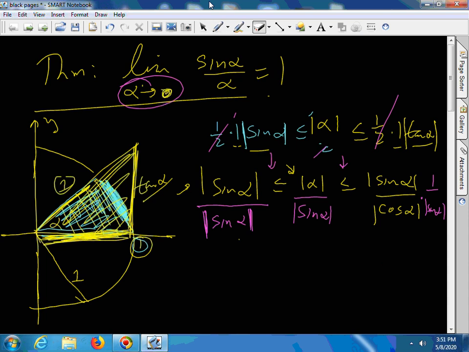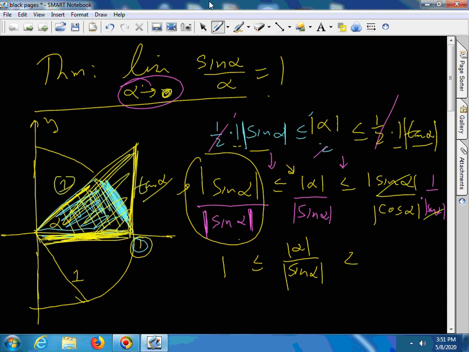Now, in here, this is 1. In here, we have this. And over here, we have 1 over alpha. Now, everything here is positive. I mean, this is bigger than 1, and this is even bigger. So we have this property.